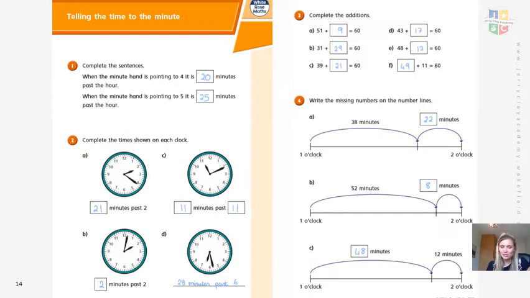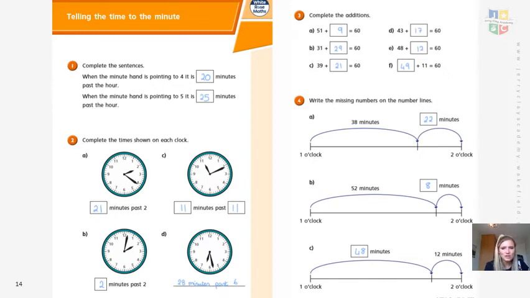So here are the answers to the questions that you've just had a go at completing. So the first one, complete the sentence. When the minute hand is pointed to the 4, it is 20 minutes. Remember, it's not 4 minutes because there's 5 minutes between each, so it's 20 minutes. When the minute hand is pointing to the 5, it is 25 minutes past the hour, not 5, because remember again there are 5 minutes between each number.